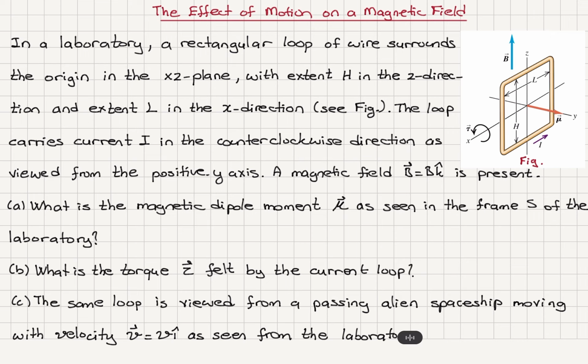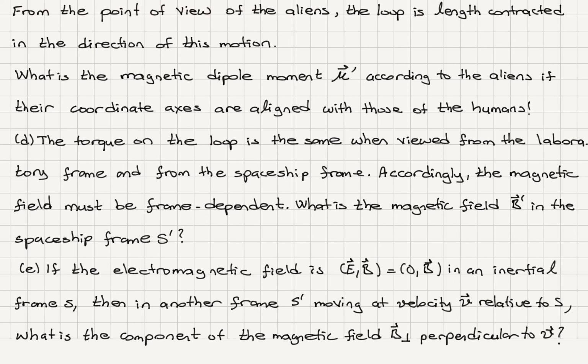Let's move on to part C. The same loop is viewed from a passing alien spaceship moving with velocity v i hat as seen from the laboratory. From the point of view of the aliens, the loop is length contracted in the direction of this motion. What is the magnetic dipole moment mu prime according to the aliens if their coordinate axes are aligned with those of the humans?